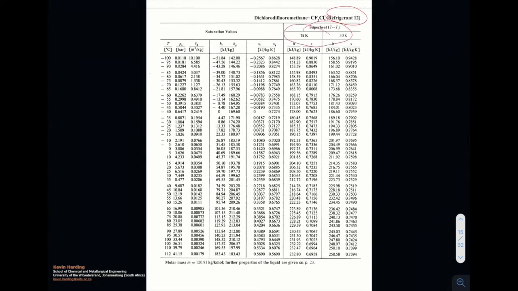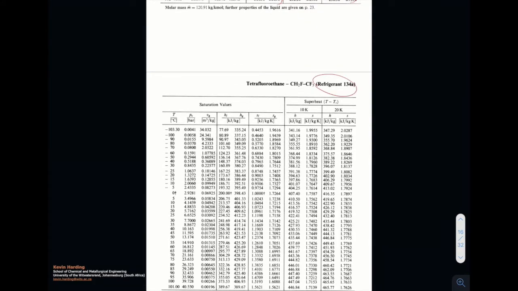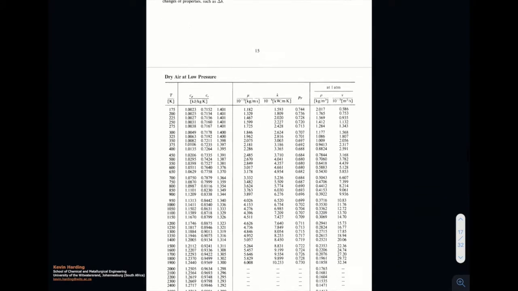There is some superheat on this, so instead of splitting this up into tables of the phase change and superheat, they put it all into one table. The same thing for refrigerant 134A.